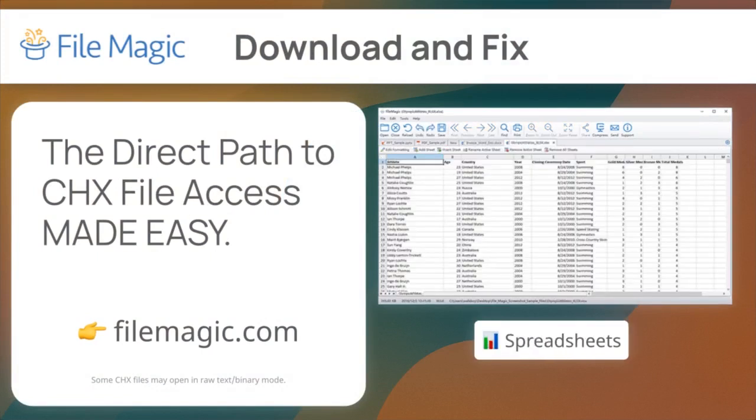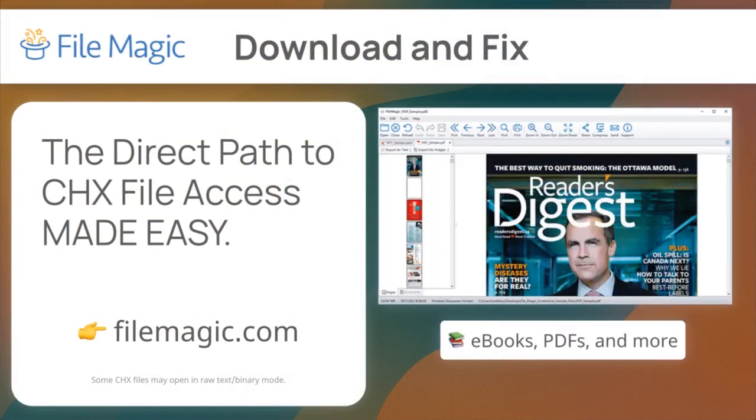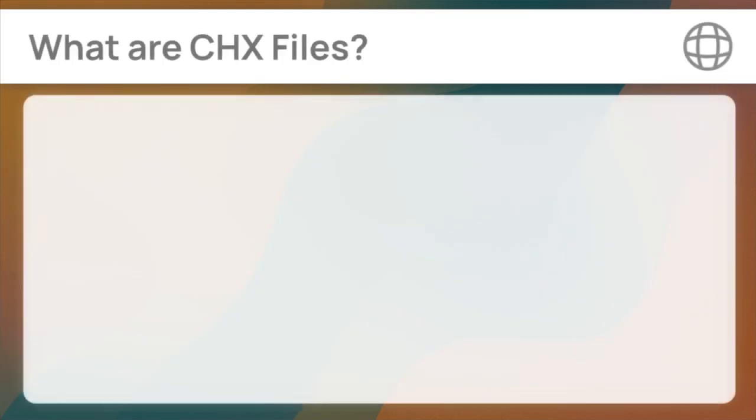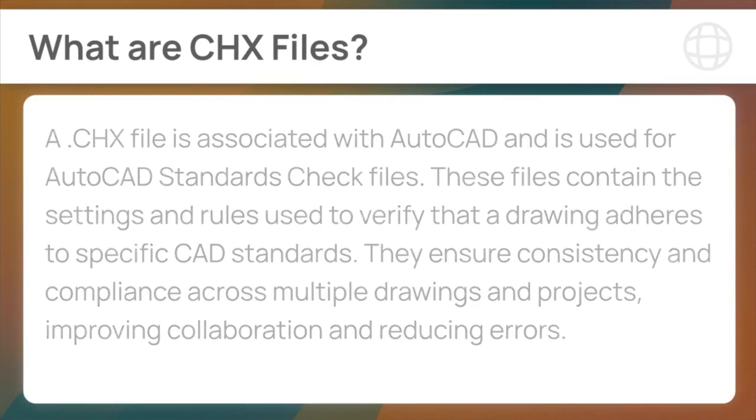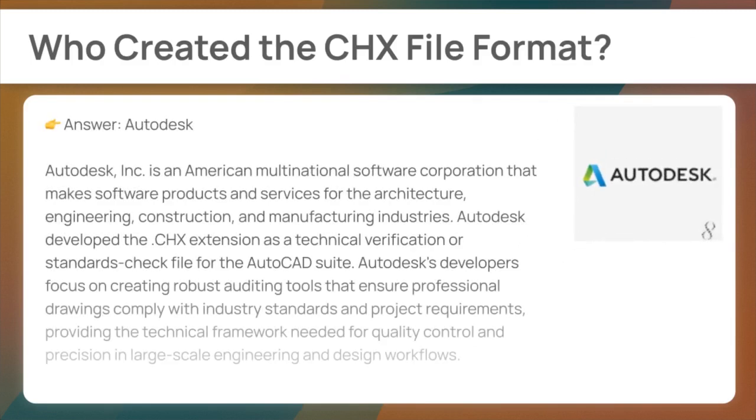that can instantly handle stubborn errors across many different file extensions. A CHX file is associated with AutoCAD and is used for AutoCAD Standards Check files. These files contain the settings and rules used to verify that a drawing adheres to specific CAD standards. They ensure consistency and compliance across multiple drawings and projects, improving collaboration and reducing errors.